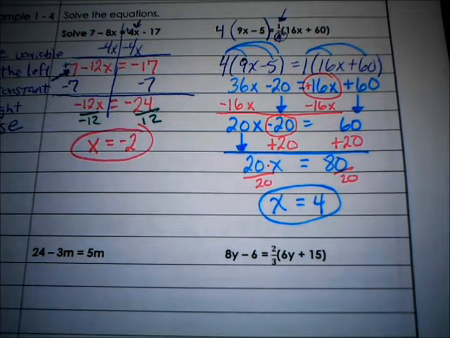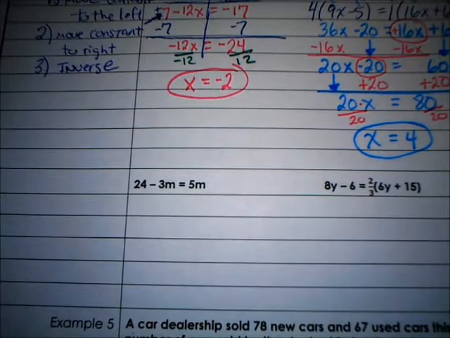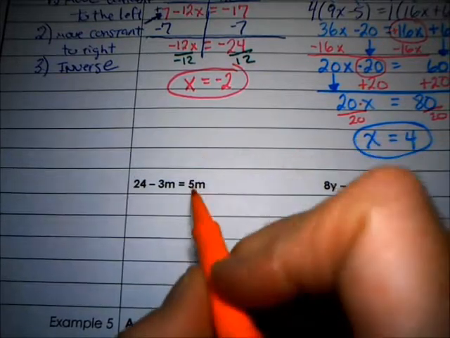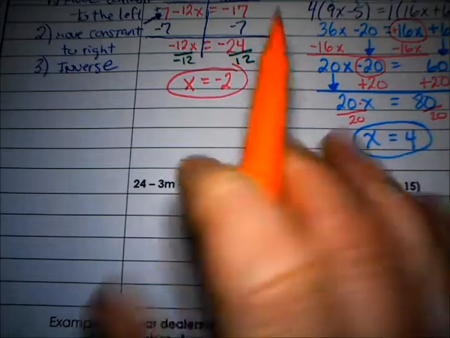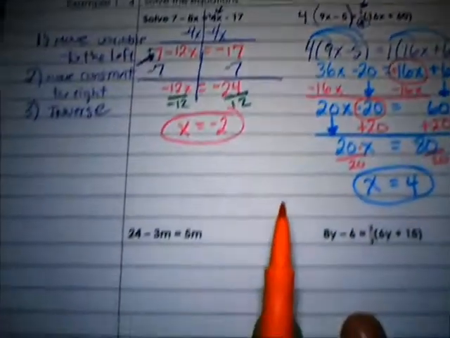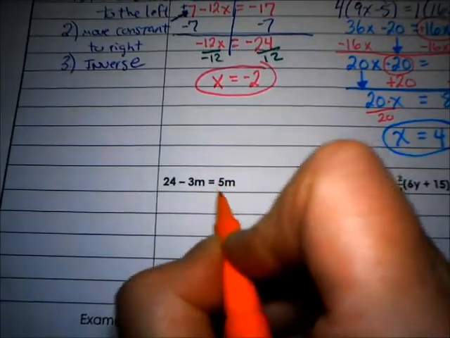Alright, if I look at example 3, this one looks pretty basic, but we've got to be careful. My first step, I don't have any parentheses like I did up here, and I do not have any fractions, so I'm ready to go to my first move, which is move the variables to the left. If I look at my variable, I have a 5 on the right hand side. This is a positive 5. So when I move it to the left, it changes it to a negative 5m.